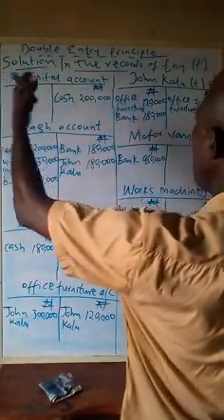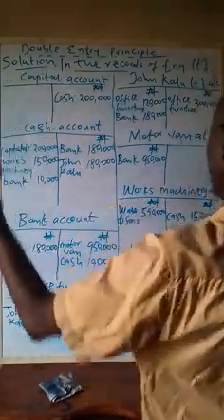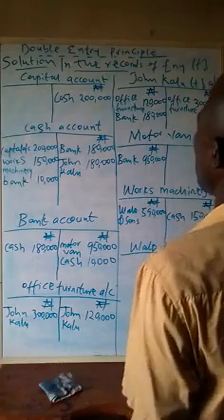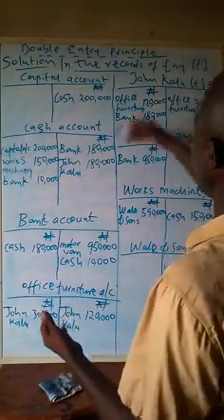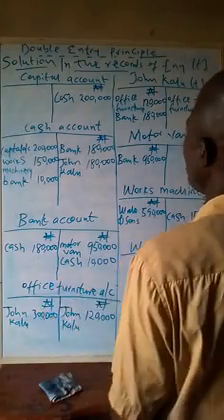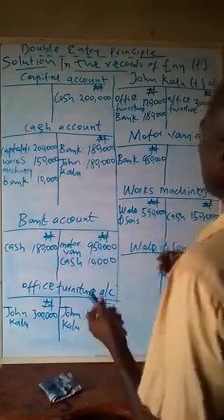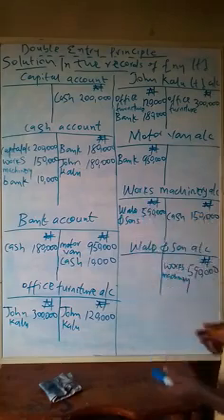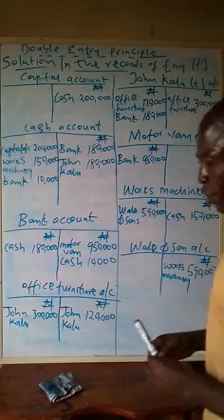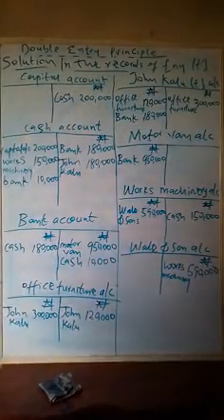Debit the receiver, credit the giver. These are the double entry for asset accounts, liability accounts, and capital accounts.